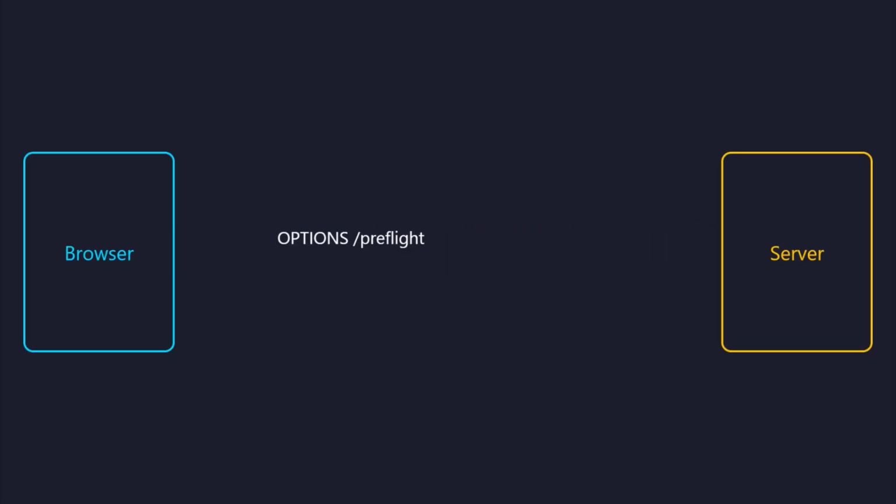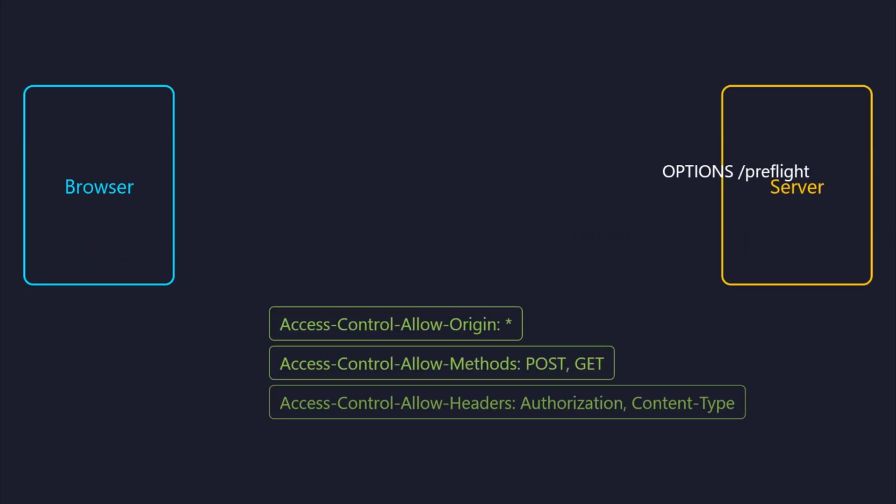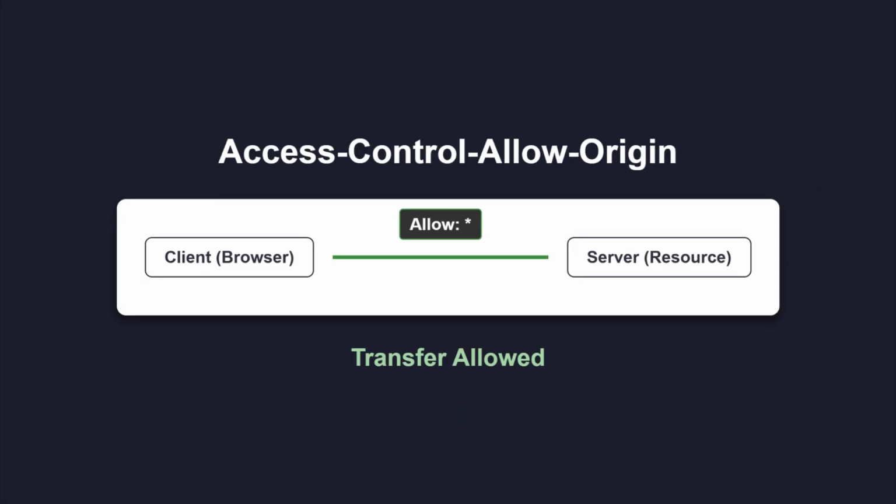The server must be configured to handle this specific method and return a successful status code to proceed with the primary data exchange. A server must respond to a preflight request with specific headers that explicitly authorize the origin, method, and headers mentioned in the request. Without these matching values, the browser will immediately terminate the connection and throw an error in the developer tools console. The most important header is access control allow origin, which specifies which domains are permitted to access the resource.